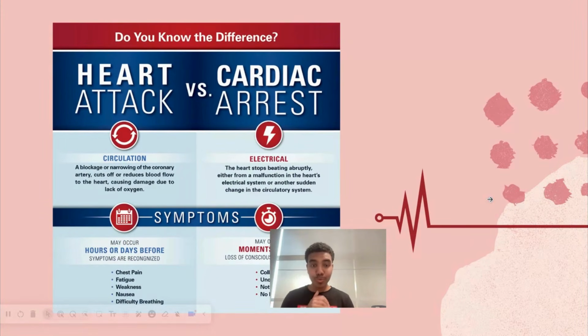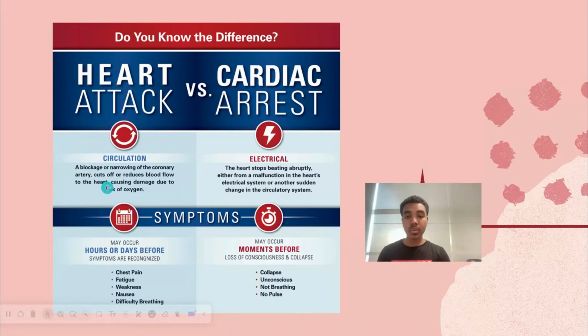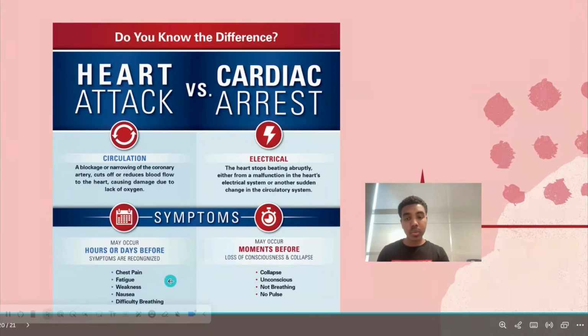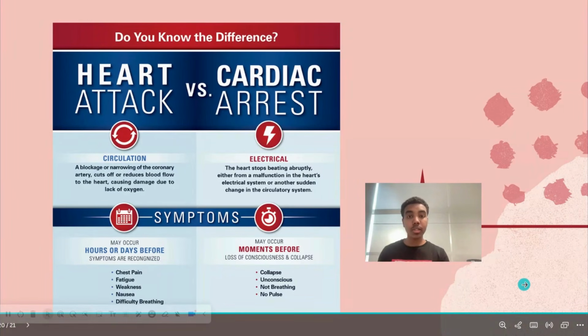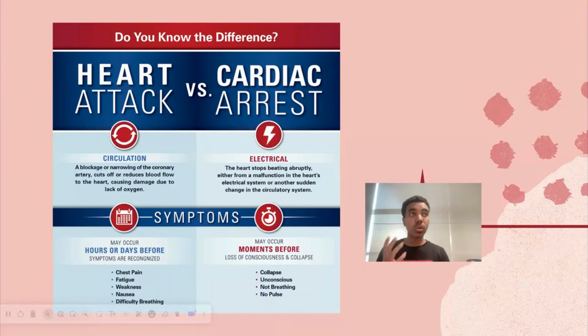Now, final slide: what is the difference between heart attack and cardiac arrest? Heart attack is when you have blockage or narrowing of the coronary artery. Cardiac arrest is electrical, when you have a problem with the electrical system, AV nodes, SA nodes, whatever. A heart attack may occur hours or days before symptoms are recognized: chest pain, fatigue, weakness, nausea, difficulty breathing. However, in cardiac arrest, the guy just collapses, becomes unconscious, no breathing, no pulse. Hopefully none of us get heart attacks or cardiac arrests.